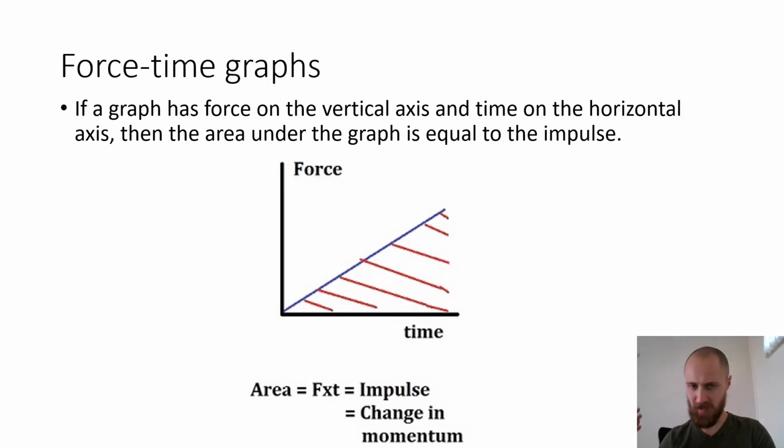Now, carrying on with that idea, if you've got a graph which has force on the vertical axis and time on the horizontal axis, and you find the area underneath that graph over that time period, that's going to equal the impulse on the object. So the area underneath that shape gets you your impulse, the change in momentum. And I'll go through an example of exactly how that works.